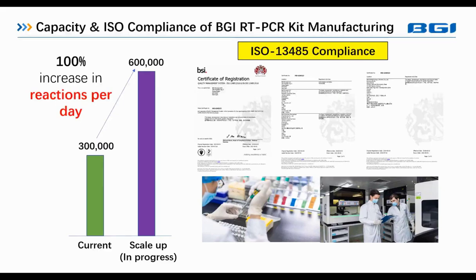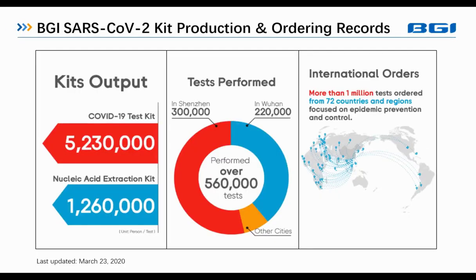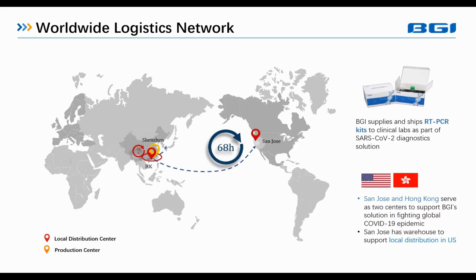Our kit manufacturer is ISO 13485 compliant. Currently, our manufacturing capacity is 300,000 tests per day. We're working on ramping it up to 600,000 tests per day, and we believe we can reach that goal very soon. To date, we have already manufactured more than 5 million COVID-19 test kits, and BGI Lab has already performed more than 500,000 tests in Shenzhen, Wuhan, and other cities. Internationally, more than 1 million tests have been ordered from 72 countries and regions. We also have a warehouse established in the United States to distribute locally.